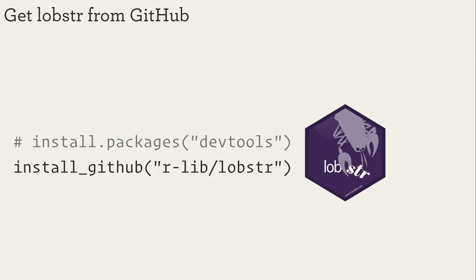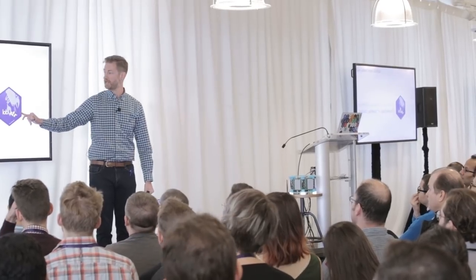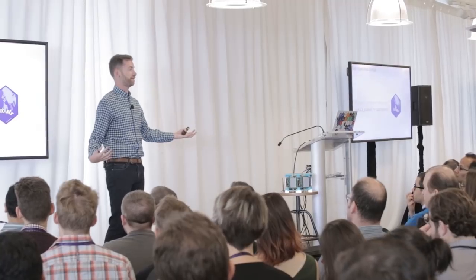Now, lobstr is still only on GitHub, but you know I am serious about it because it has a logo. And the logo hopefully makes it obvious that the inspiration for the name is that these are functions like the str function in base R. So str displays the structure of any R object in a tree-like fashion. Many of the functions in lobstr try to do a similar thing, creating a little console tree that describes some kind of object in R.